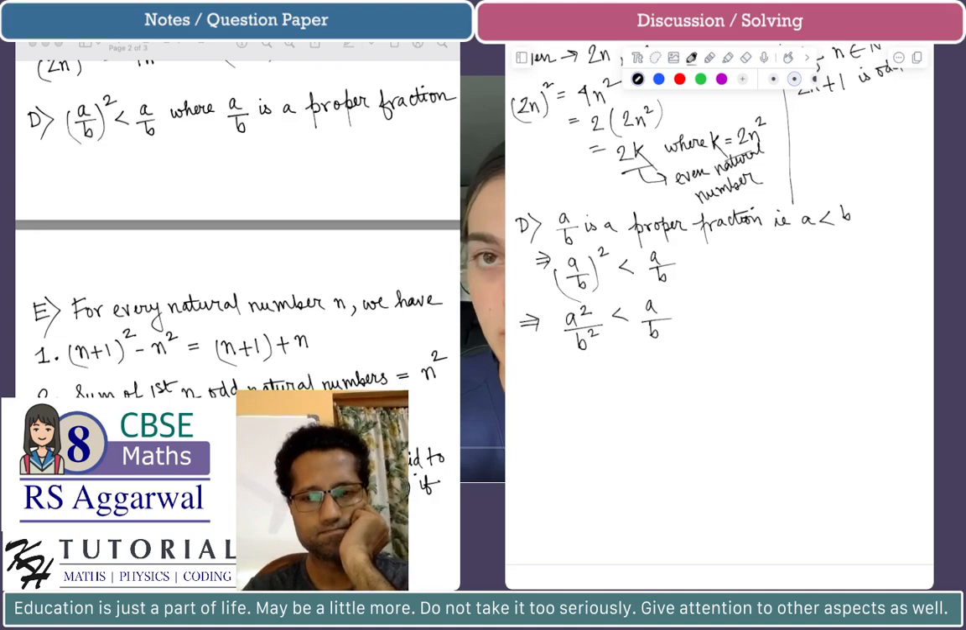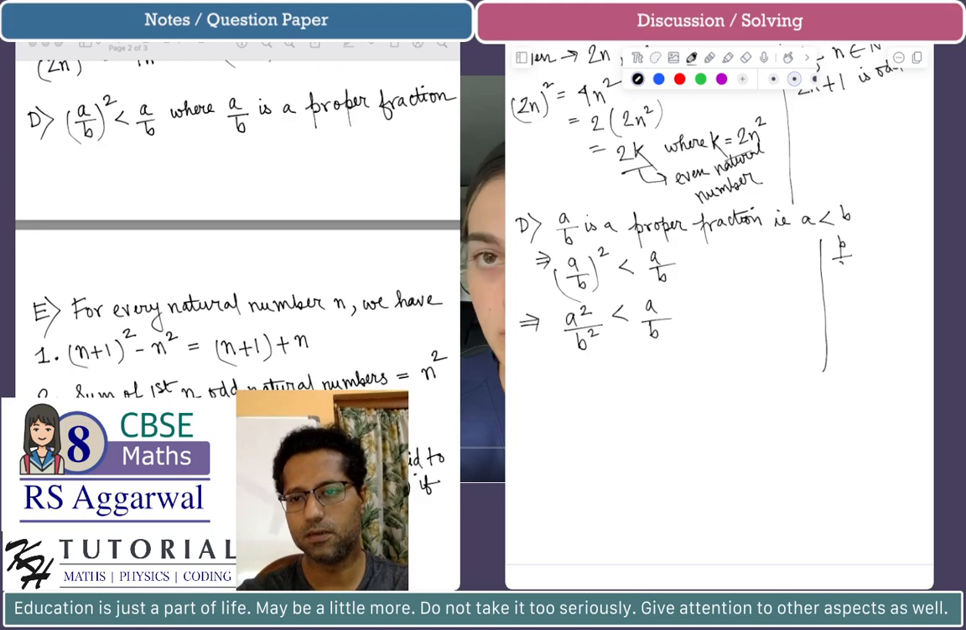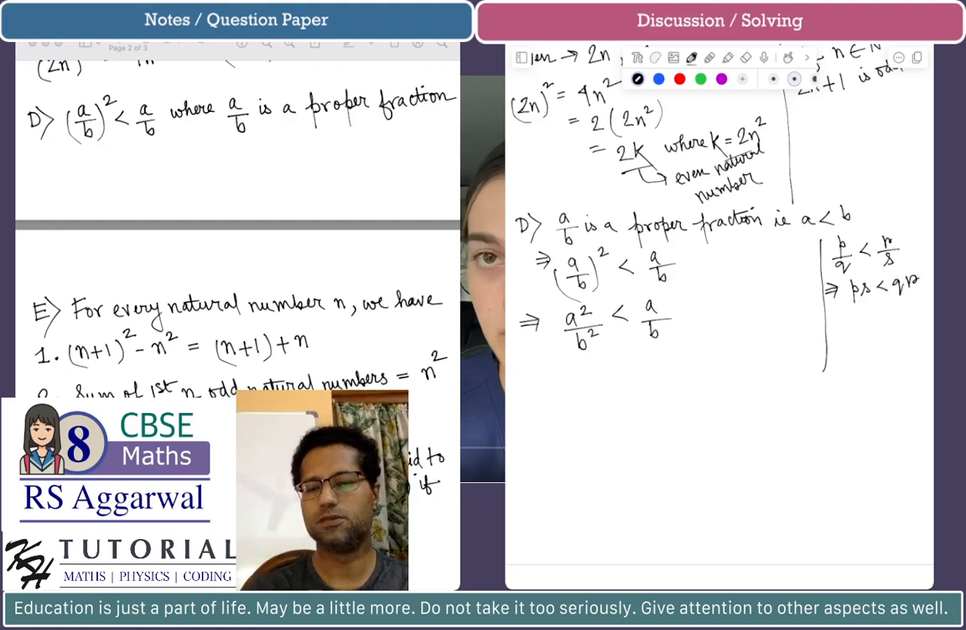Okay, now if you have this kind of inequality between two fractions, let's say P by Q is a fraction less than R by S, then if you do the cross products, P multiplied by S will be less than Q multiplied by R. This is a result: if you have two fractions P by Q and R by S, and it is given that P by Q is less than R by S, then from the cross product you will have PS less than QR.